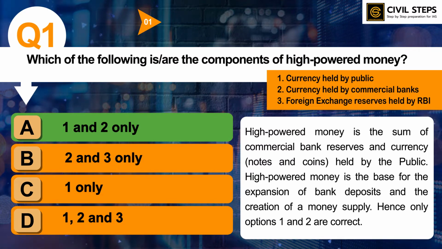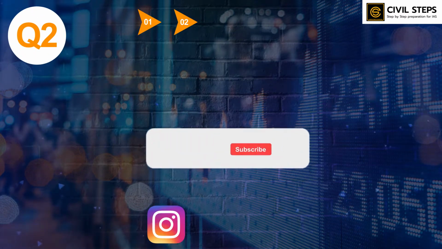So, you should know the difference between high powered money and low powered money, and what is M1, M2, M3, M4, and M0. What is the difference between all these M1, M2, M3, M4, and M0? So, in UPSC 2020 prelims, UPSC asked a question about M3. So you can clearly see the importance of this topic. So you should cover this topic from standard sources holistically. So let us discuss question number second.